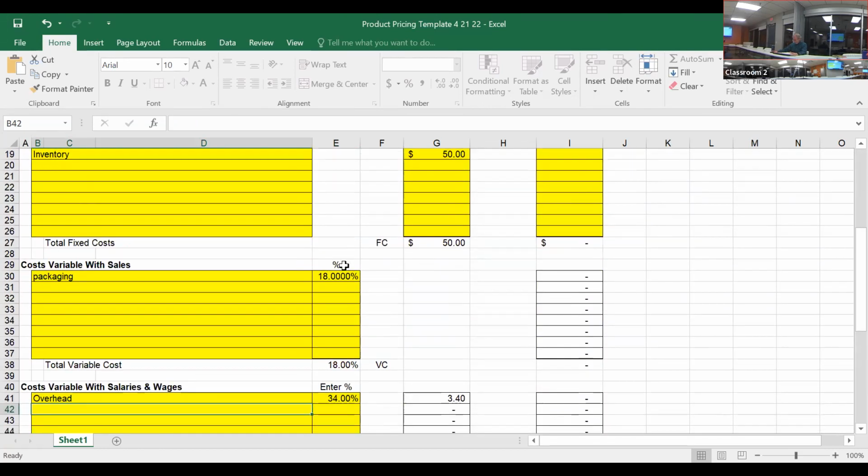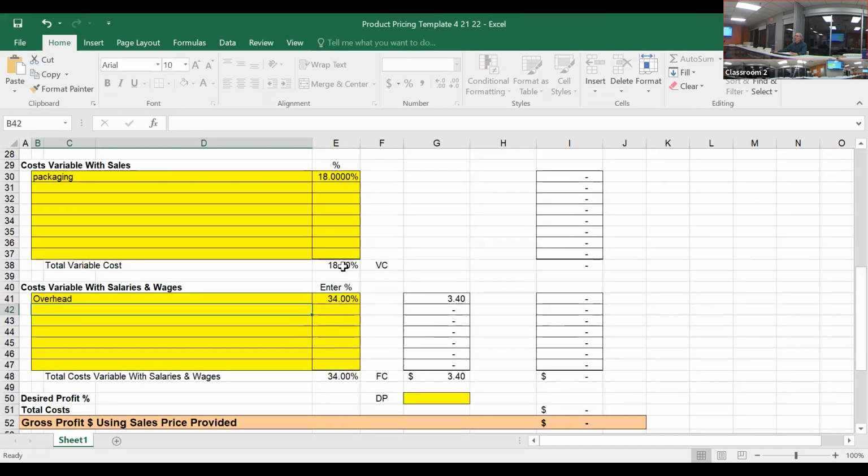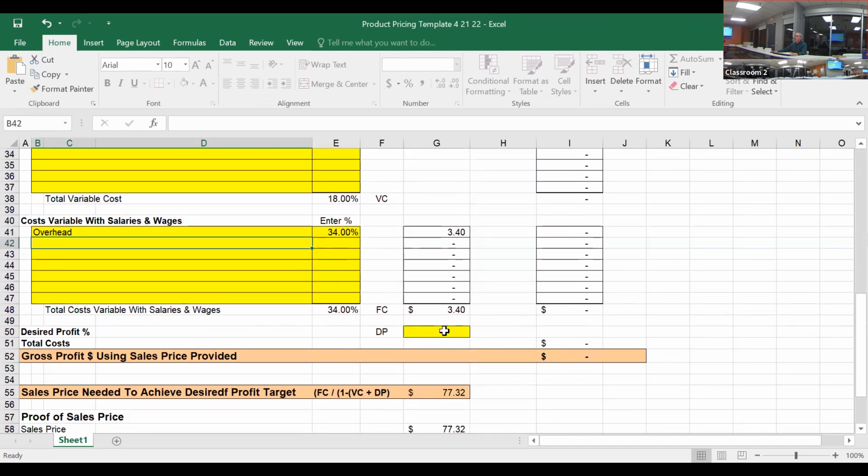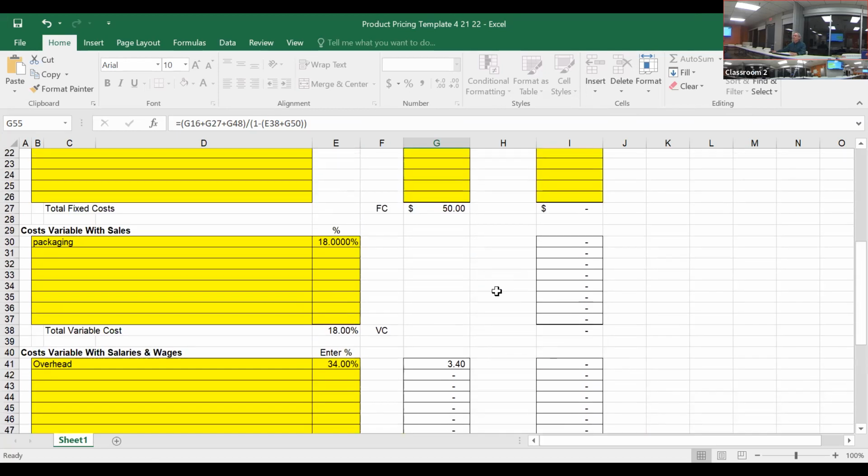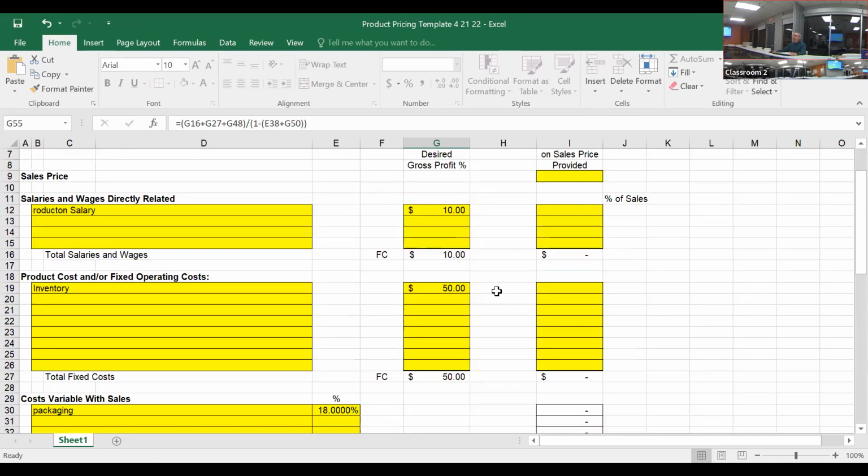And we'll come down here and look at what our desired profit is. And that's what this yellow box is and this DP listed here. So for our desired profit, we're going to call this 50%. We want a desired profit of 50%. So in this box right here, you can see sales price needed to achieve desired profit. So this is the sales price that you're going to need, $198.13, given these costs that we've added in here.